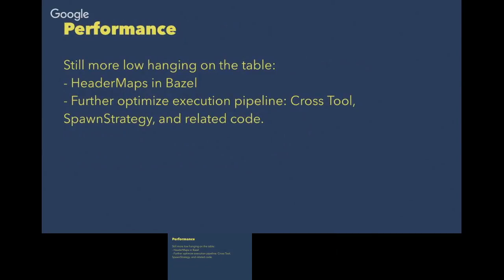And I mentioned that there's still some stuff on the table right now. If you go on GitHub, I proposed that we add header maps into Bazel because it cut our build time in half, and that's a huge win. People that are doing iOS development are going to have massive wins just by that patch, and it also translates over to the C++ end of things as well. Overall, with the cross tool and spawn strategy, there's still maybe a minute or so of optimizations left in there that we're working on.